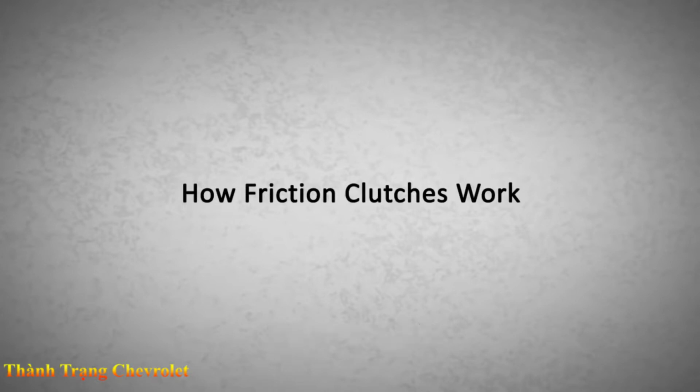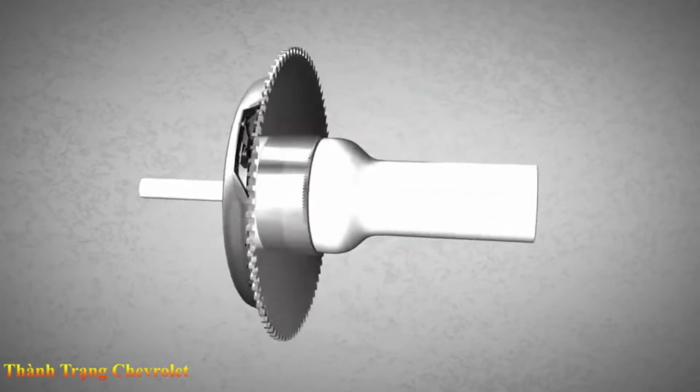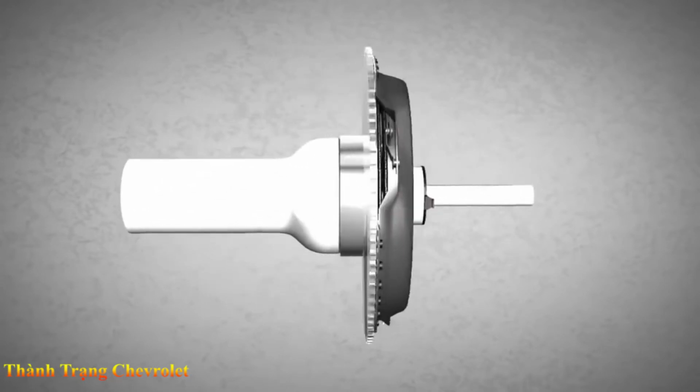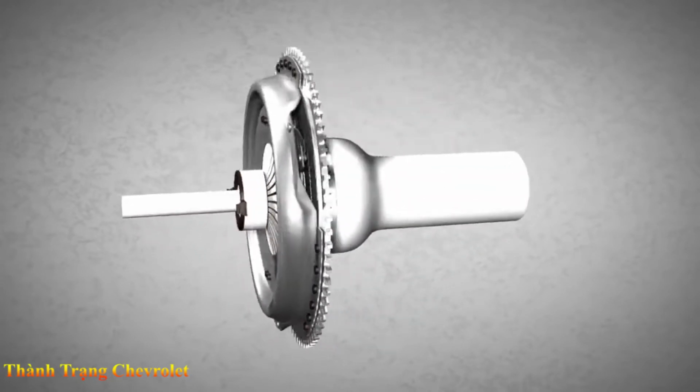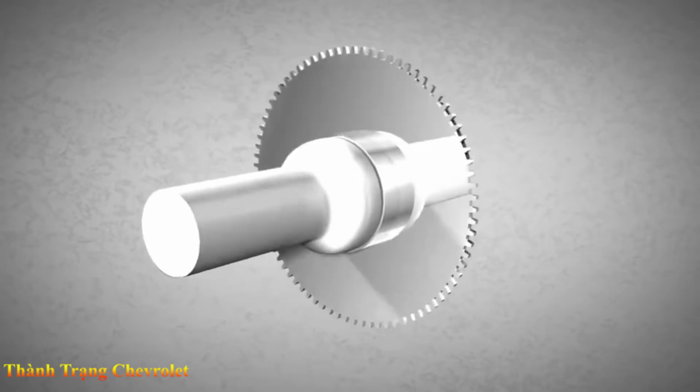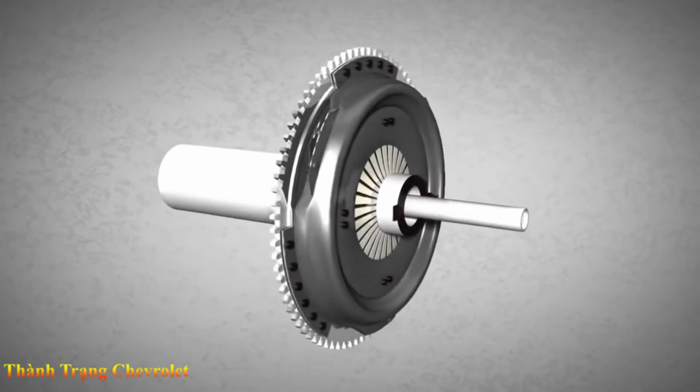Vehicles of today normally use the clutch to transmit power produced by the engine to the gearbox. The vast majority of cars and motorcycles rely on dry friction clutches, which will be explained in this animation.